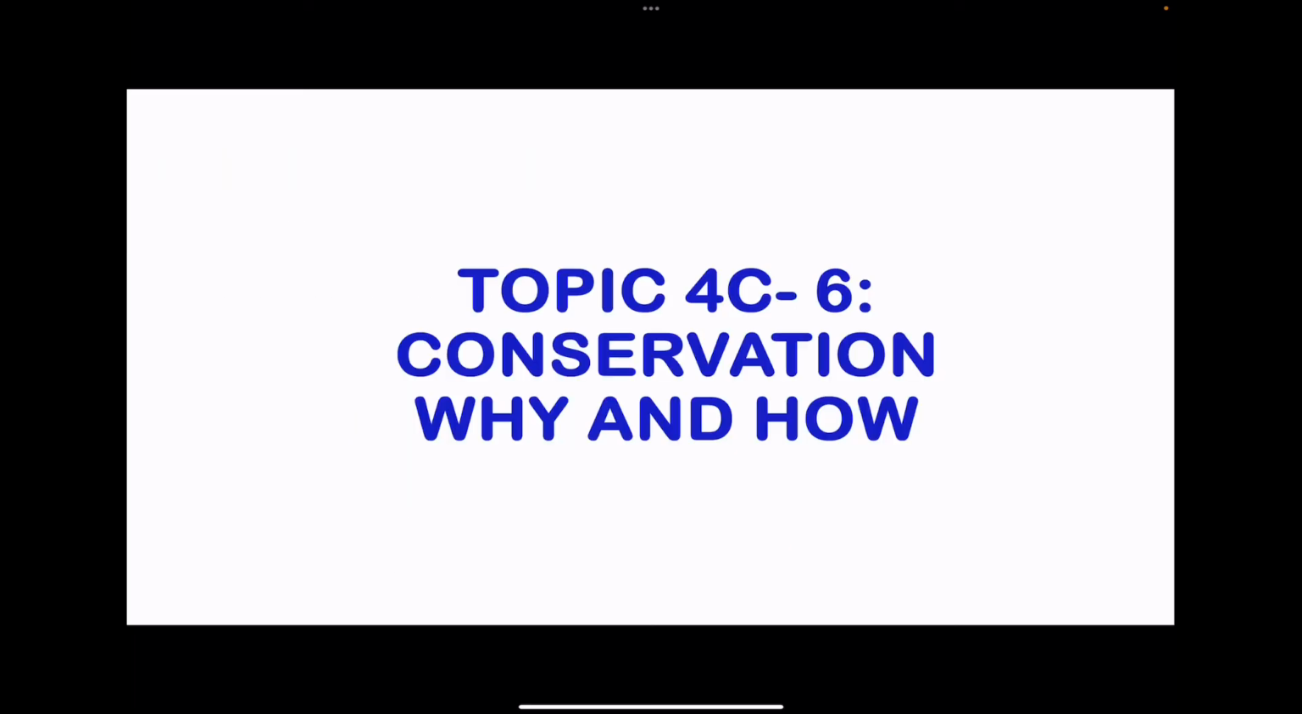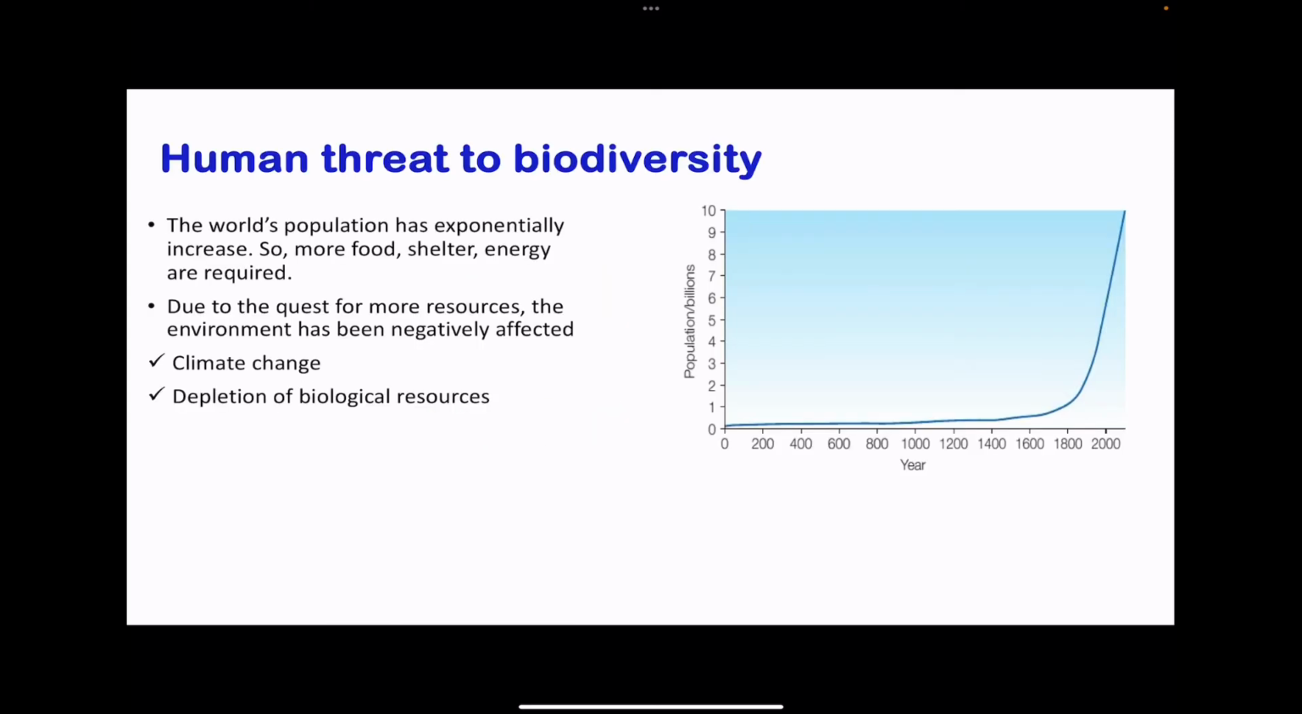Moving on to topic 4C6, conservation, why and how. Due to the increase in the global population, of course, we can see from about 1900, the population is increasing exponentially. And due to the increase in the human population, there is more food required. We need more fuel because more energy is required. We need more areas to build houses, so we need more shelter. We need more raw materials and so on.